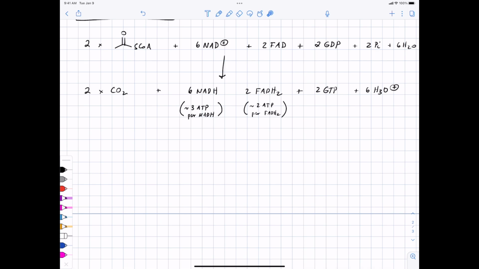Yes? Say it louder. Sorry. What is the number? 2.5 for what? 2.5 for NADH and 1.5 for FADH2. Yes, 2.5 versus 1.5. I'm rounding up. So why isn't it exactly 3 or 2, or what is it? What is this approximately stuff? It may depend on cellular conditions.